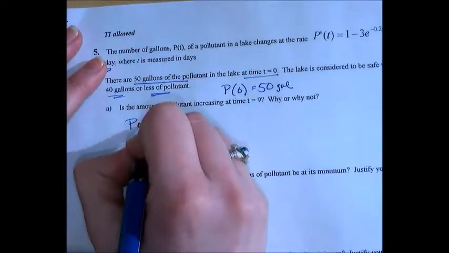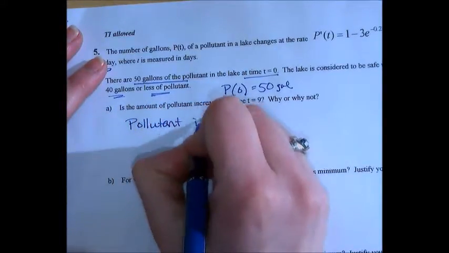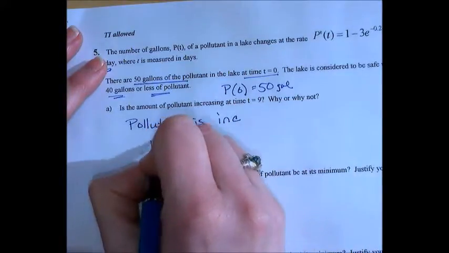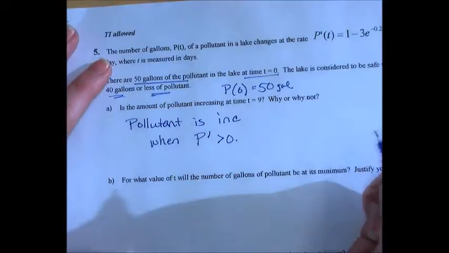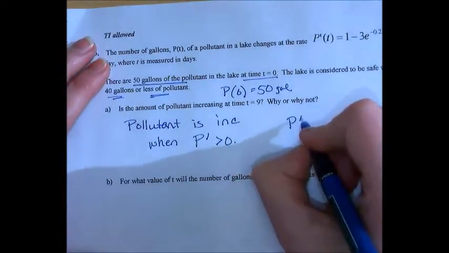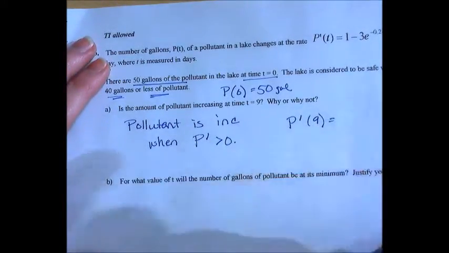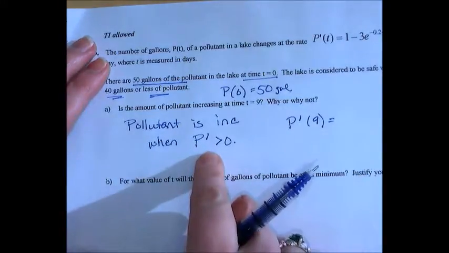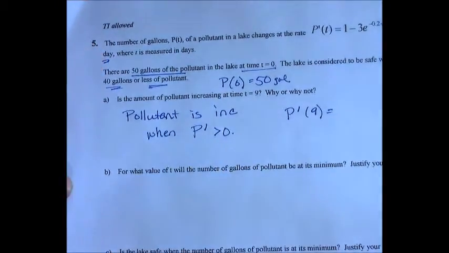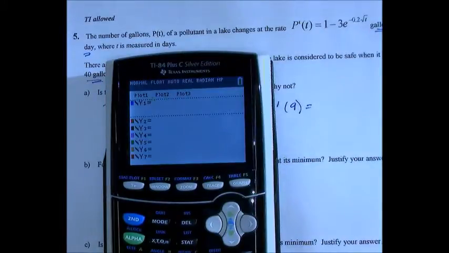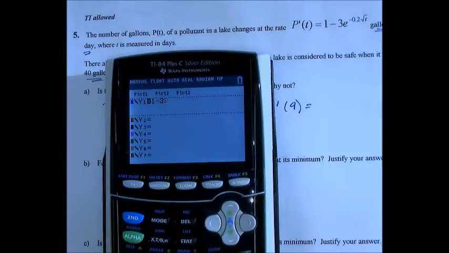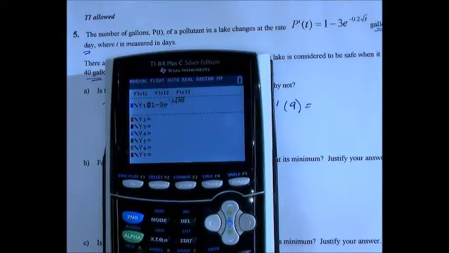The pollutant is increasing when its derivative is greater than 0. So I want to find P prime of 9. Get an answer so I can see, is it increasing or is it decreasing? So what you want to do is get your calculator out, and we're going to type in this equation: 1 minus 3e raised to the negative 0.2 radical x.